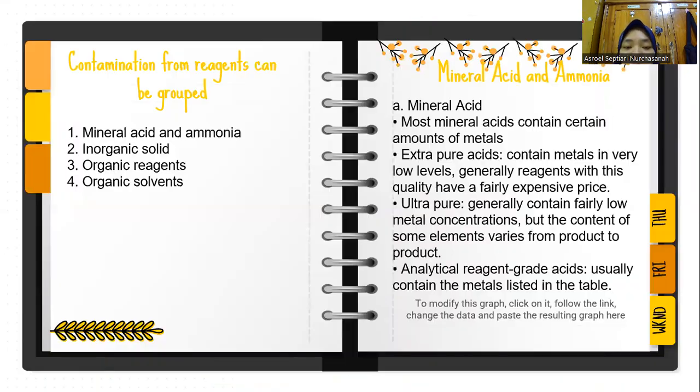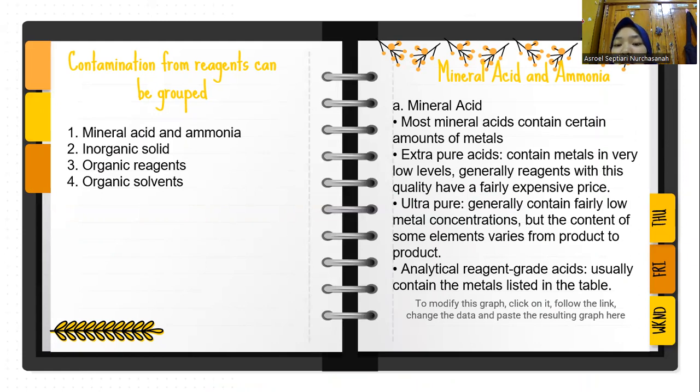Contamination from reagents. Contamination from reagents can be grouped into: 1. Mineral acid and ammonia, 2. Inorganic solids, 3. Organic reagents, 4. Organic solvents. Mineral acid and ammonia. Mineral acid: most mineral acids contain a great amount of metal. Extra pure acid contains metal at very low levels.